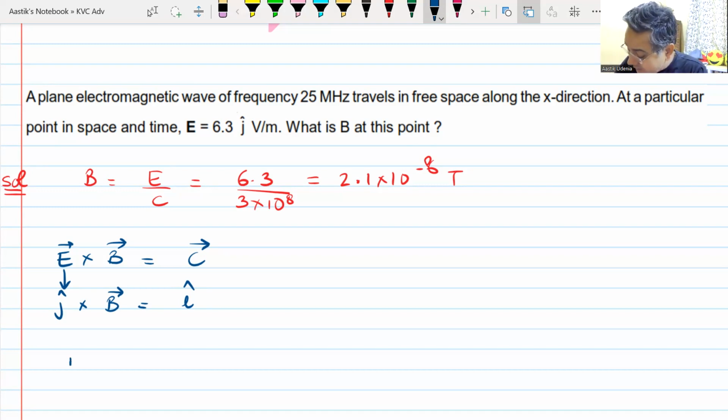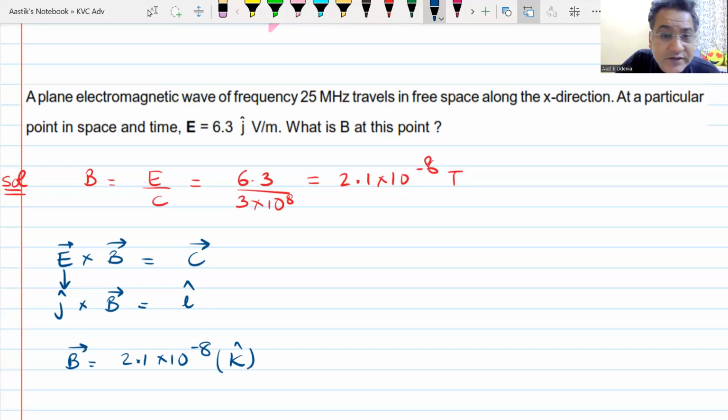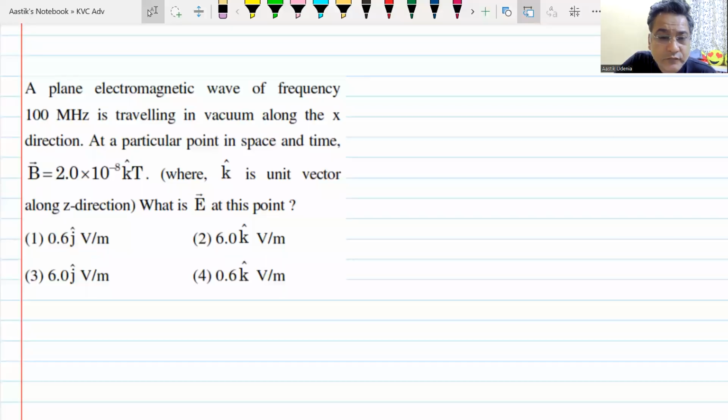So the magnetic field vector becomes 2.1 into 10 raised to the power minus 8 K. And that is the answer that I was looking at. I'll give you 1 minute to note this down. Well done. Then this is a question that comes from a previous year paper. This is from the paper of, I think, 2020.